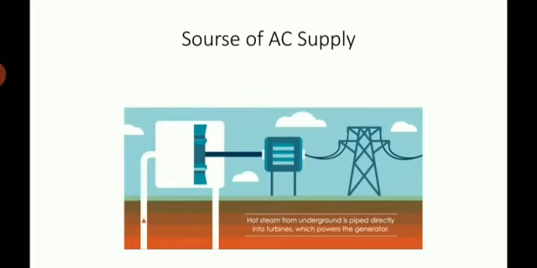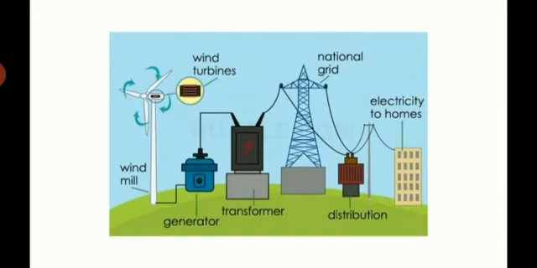So what are the sources of AC supply? You might know the thermal power plant that generates electricity from burning of coal also produces AC supply. Another example is the wind turbine. A wind turbine also consists of an AC generator. As you can see in this image, here it is a generator. By rotating this generator, we produce electricity, then transmit, and then finally use it.